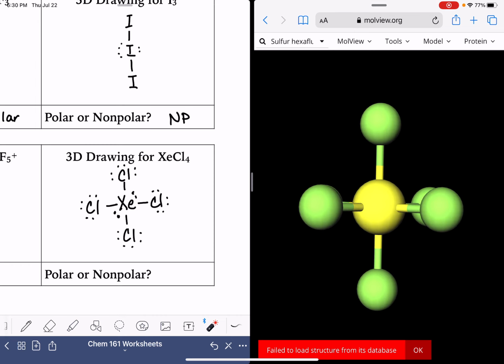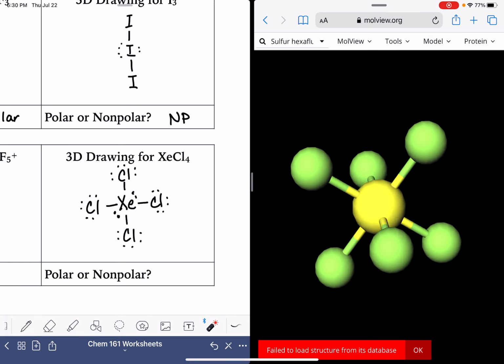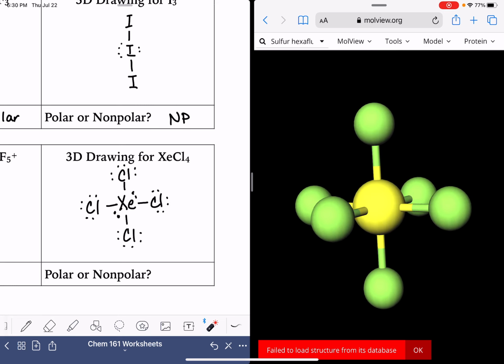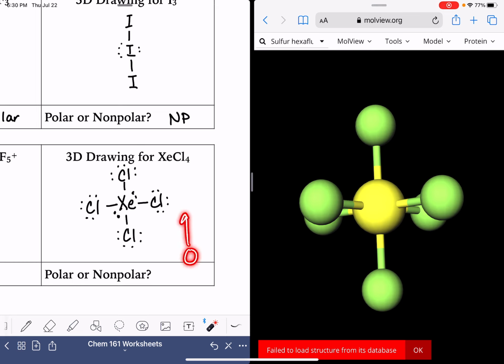If you look at these green spheres, the one on the top and the one on the bottom, I'm going to flip it, you'll see that those two green spheres are exactly opposite from each other. They are perfectly 180 degrees apart. One's on this side, one's on that side. They're perfectly balanced, which makes that molecule nonpolar.